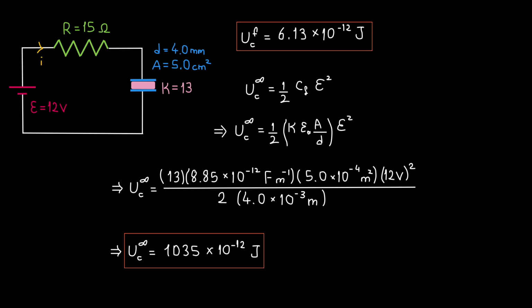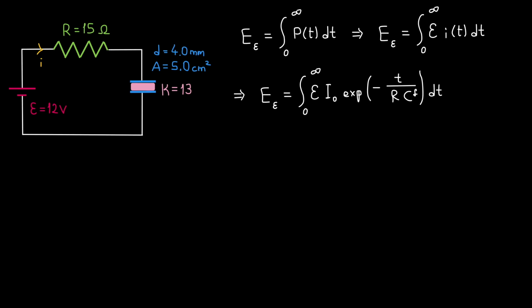Here I have set up my equation and I call this potential energy at infinity, so I use the label infinity to indicate that this is after a long time has passed. It's equal to 1/2 C final times EMF squared. When we plug in the numbers, we get 1035 times 10 to negative 12 joules, or 1035 picojoules. I'm keeping the same power of 10 for comparison with the energy right after the dielectric was inserted. So if you want to calculate the difference, you can just subtract the previous value from this final value.